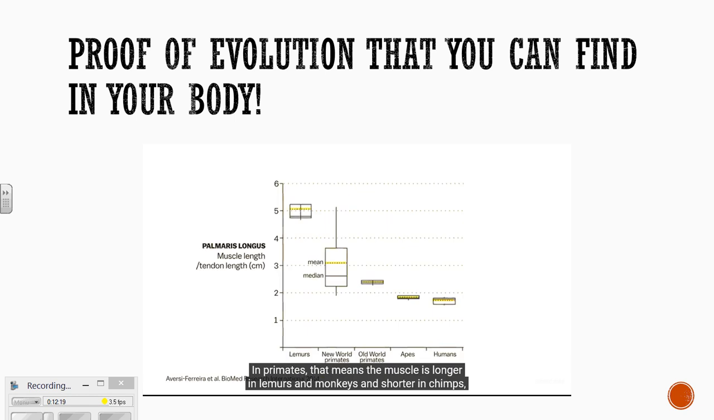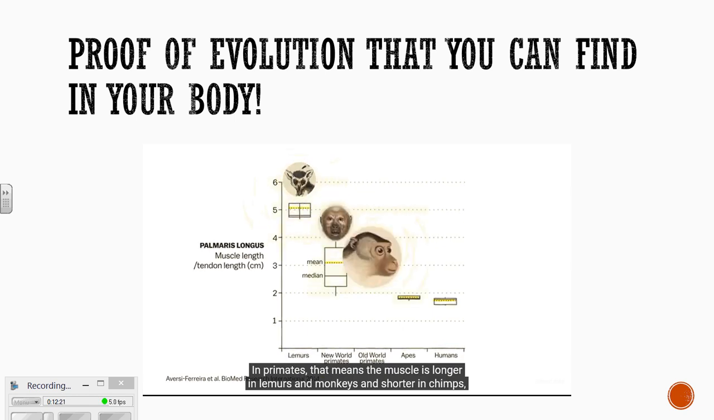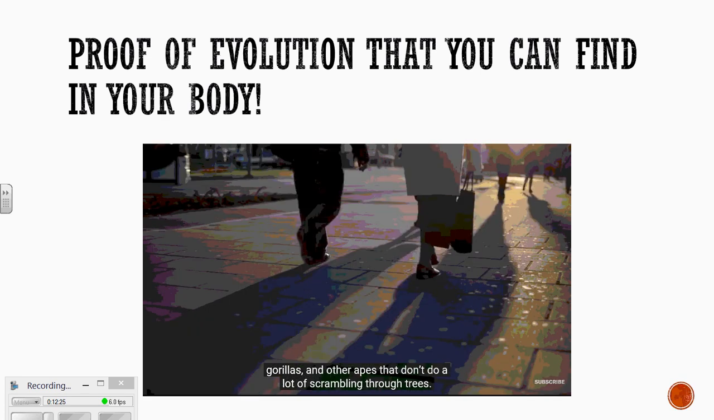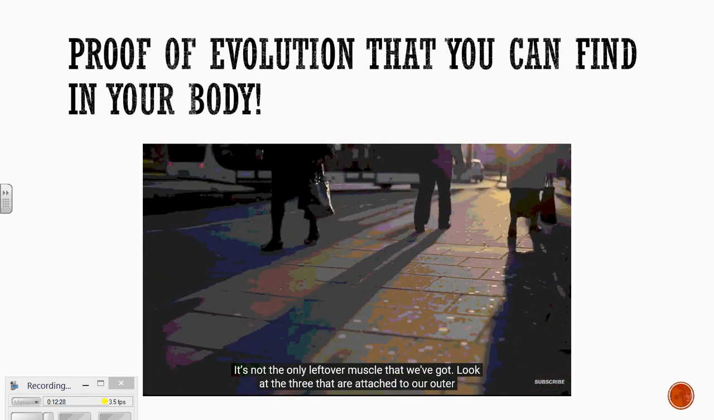In primates, that means the muscle is longer in lemurs and monkeys and shorter in chimps, gorillas, and other apes that don't do a lot of scrambling through trees. It's not the only leftover muscle that we've got.